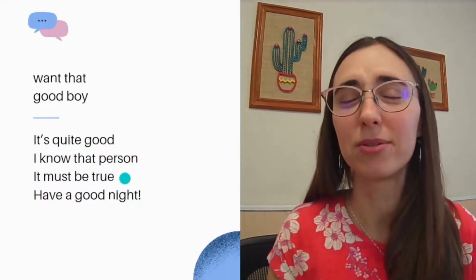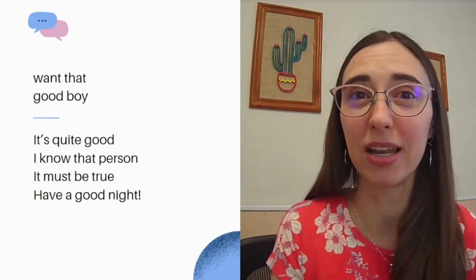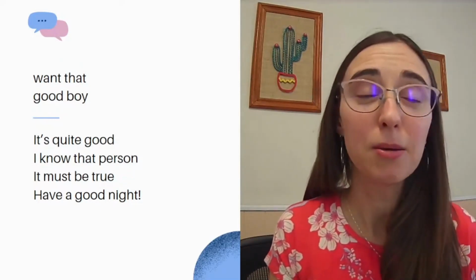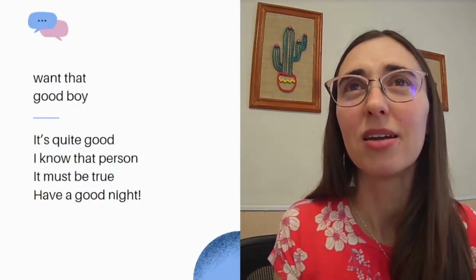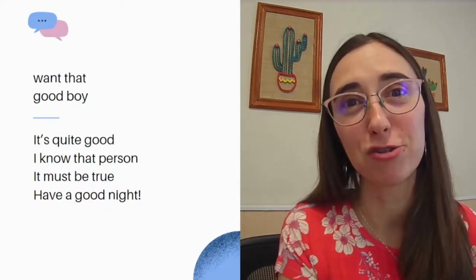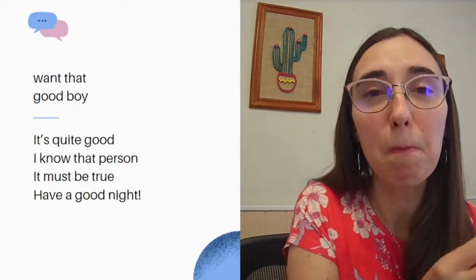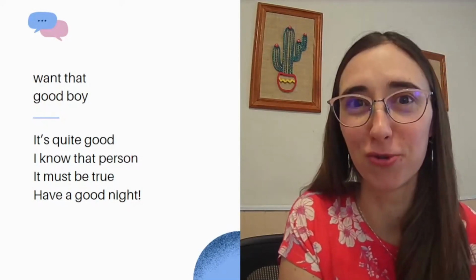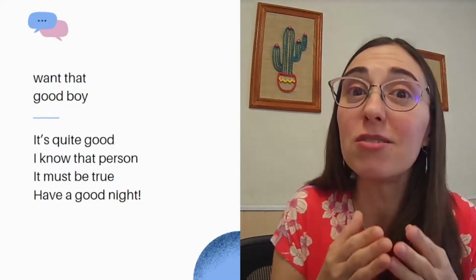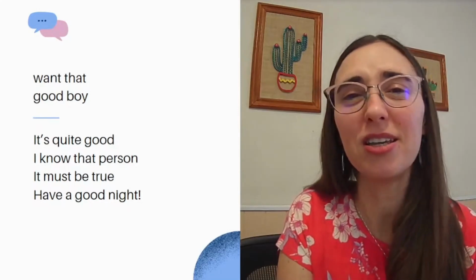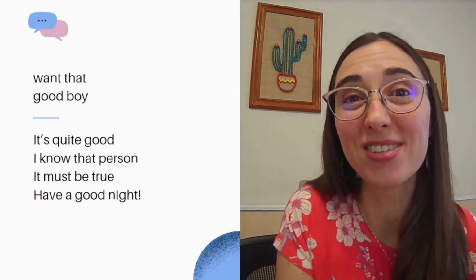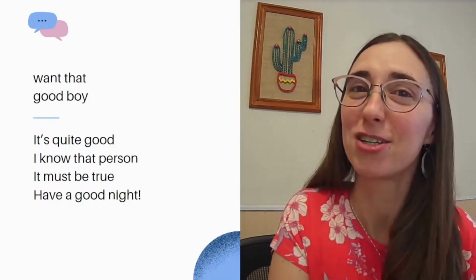Okay, one more example. The last two here for this kind of assimilation. It must be true. Altogether, it must be true. Again, the tongue goes to the position of the T, but you don't pronounce it. Yeah, it must be true.